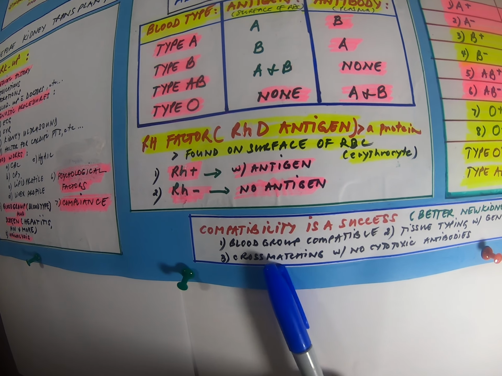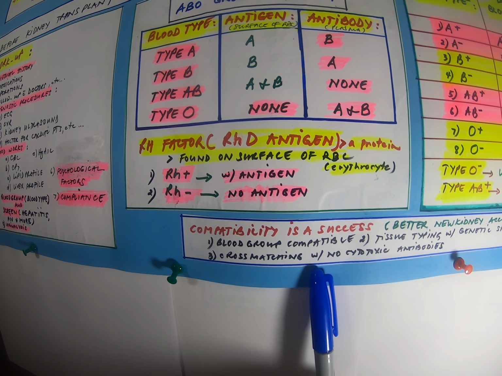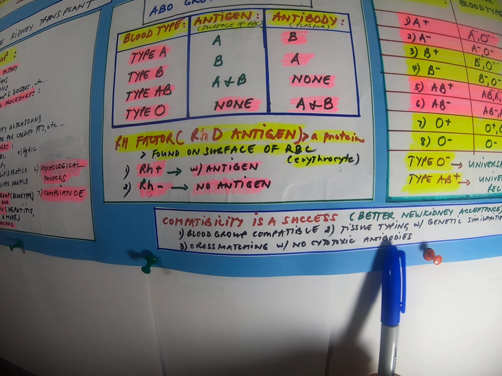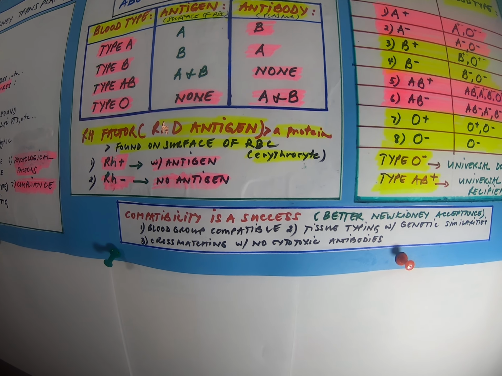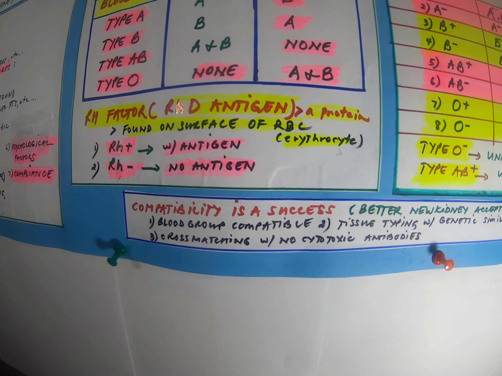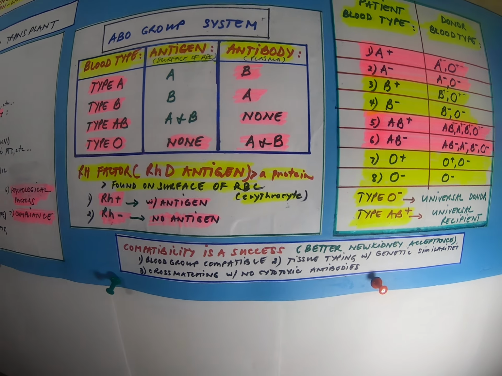And the cross-matching, or the mixing of the blood of the patient and the donor, has to be done, and there should be no cytotoxic antibodies. Cytotoxic antibodies can actually kill the donor cells. That's why they need this cross-matching to see that there are no cytotoxic antibodies. Okay? That's about it.